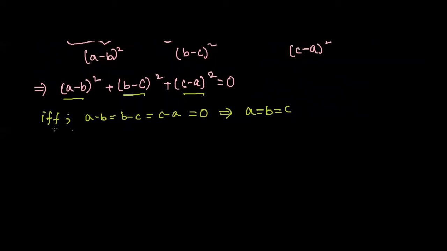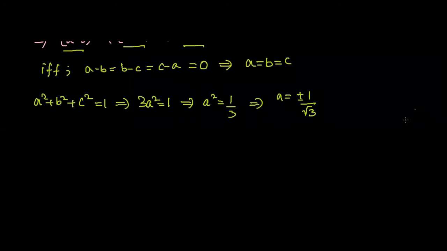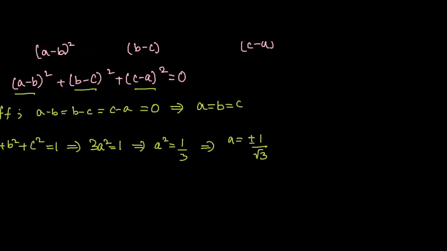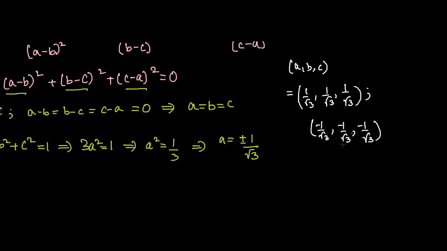Now, if I substitute this in the equation a square plus b square plus c square equals 1, we get that 3a square is equal to 1 because we know a equals b equals c. Hence, we get that a square is equal to 1 by 3. That is, a is equal to plus minus 1 by root 3. Hence, one of the values for the triple a, b, c is 1 by root 3, 1 by root 3, 1 by root 3, and another is minus 1 by root 3, minus 1 by root 3 and minus 1 by root 3.